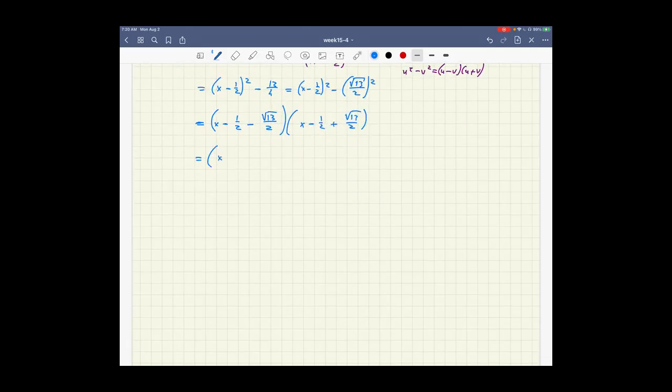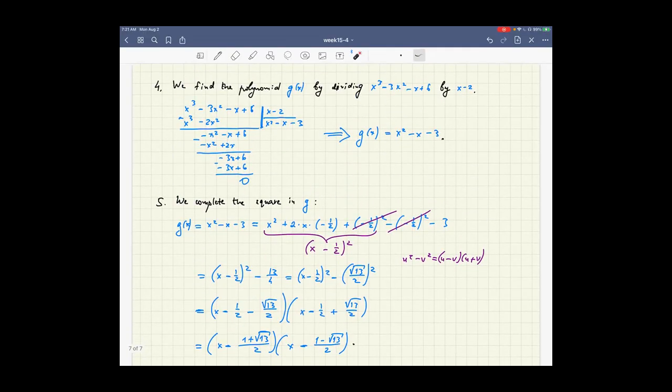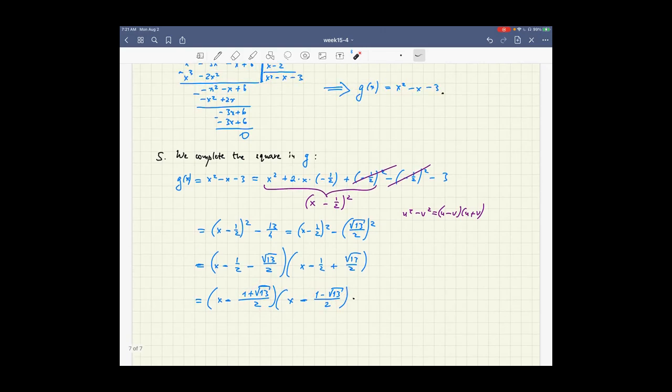Or simplifying, x minus 1 plus root 13 over 2, x minus 1 minus root 13 over 2. So we have found the remaining two roots of our cubic polynomial. So the three roots are 2, 1 plus root 13 over 2, and 1 minus root 13 over 2. That finishes part 5.